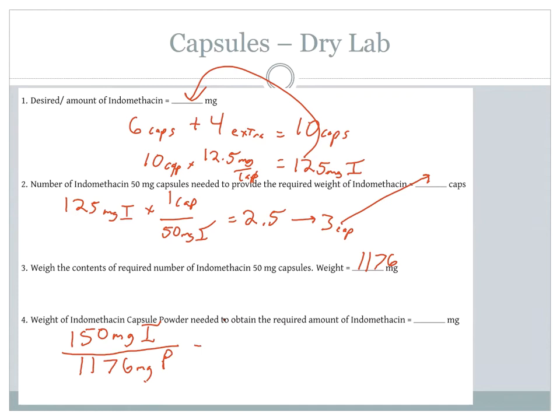What I can now do is set that equal to how much indomethacin I want. The whole point was that what I want for my prescription is 125 milligrams of indomethacin over X. And X will be the weight of that powder that provides me only the 125 milligrams of indomethacin. So I've got to solve for it, because we always have different numbers up here.